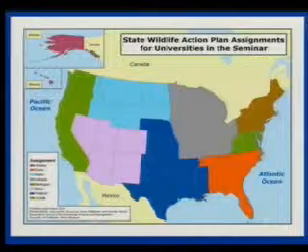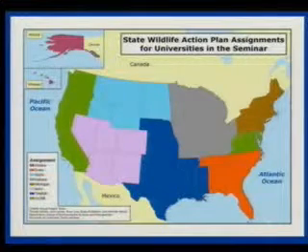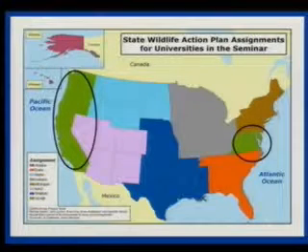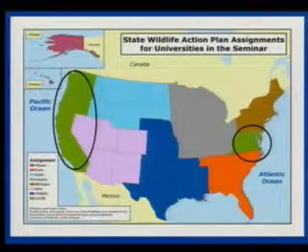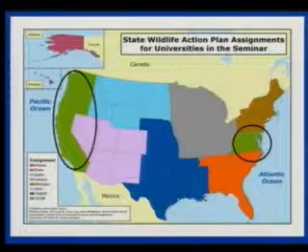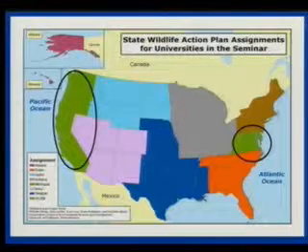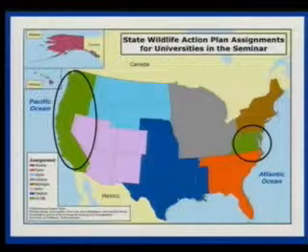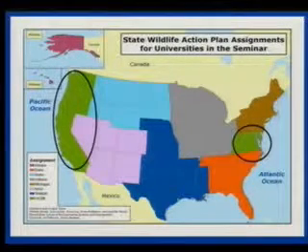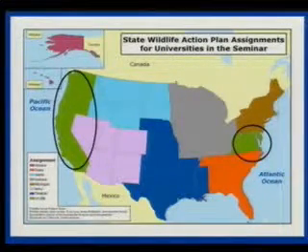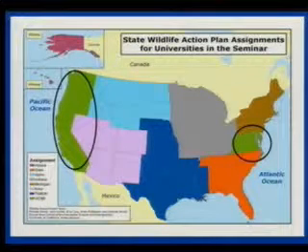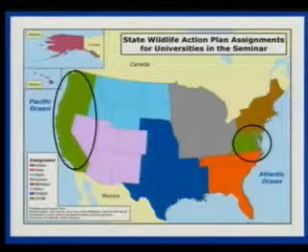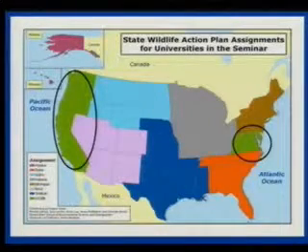Each of the participating universities was assigned their own state and neighboring states. UCSB's states are shown here in green. Other participating universities included the University of Alaska at Fairbanks, Duke University, Idaho University, Indiana University, the University of Michigan, Northern Arizona University, and Texas A&M University at Kingsville. As you can see, UCSB's unique state distribution gave us a unique opportunity as well to compare state wildlife action plans on both coasts of the country.